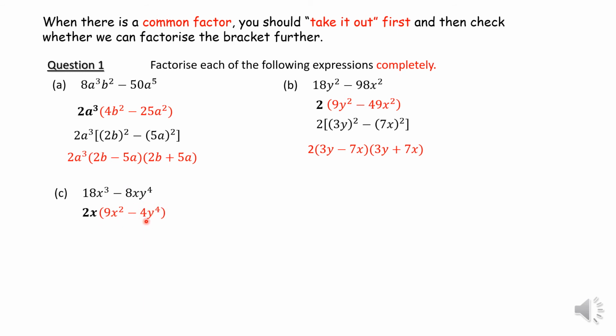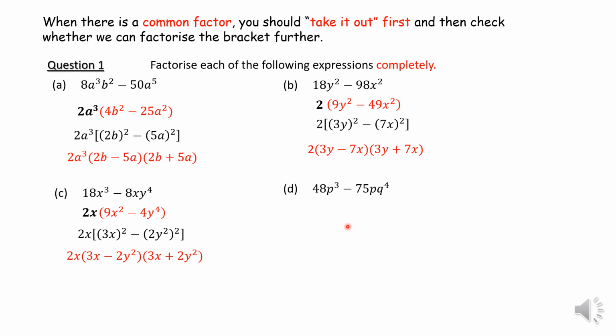9 is a square number, 4 is a square number. Difference is there. x squared, y to the 4th power. Definitely you can split that. y to the 4th is y squared squared, and 4 is 2 squared, and 9 is 3 squared. So 3x minus 2y squared and 3x plus 2y squared. Obviously with the 2x outside.